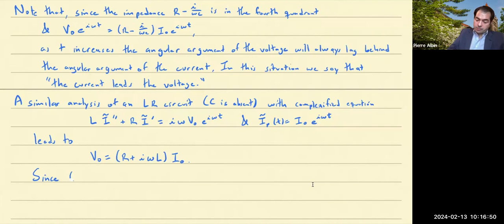And then since the complex number R plus I omega L is in the first quadrant, here the voltage leads the current.